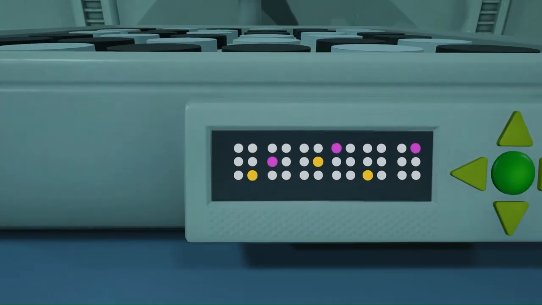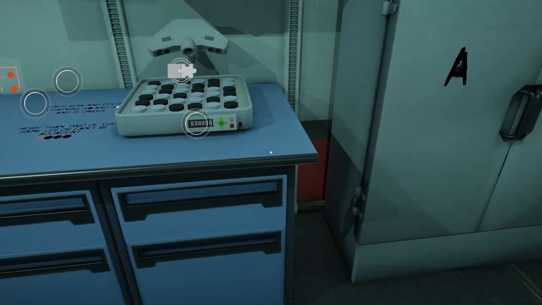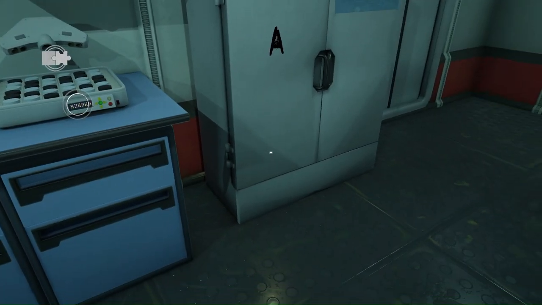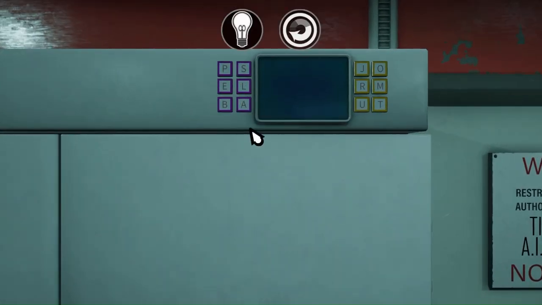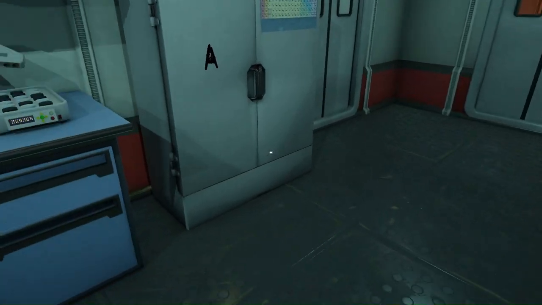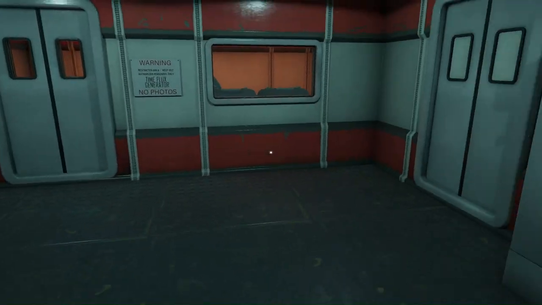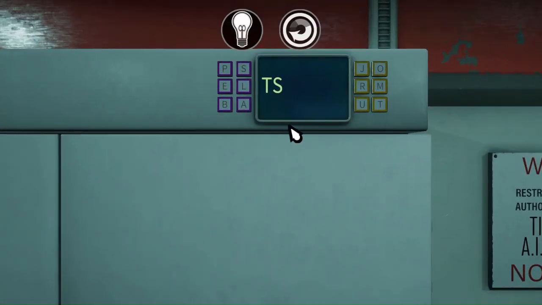Let's do this one. Okay, so it's six yellow, three purple, four yellow, one purple, five yellow, and two. Okay, I'm going to do increments of two though, so it's six yellow and three purple. Six yellow, two purple... three purple, you dingus. Oh my God. How did I already forget that?